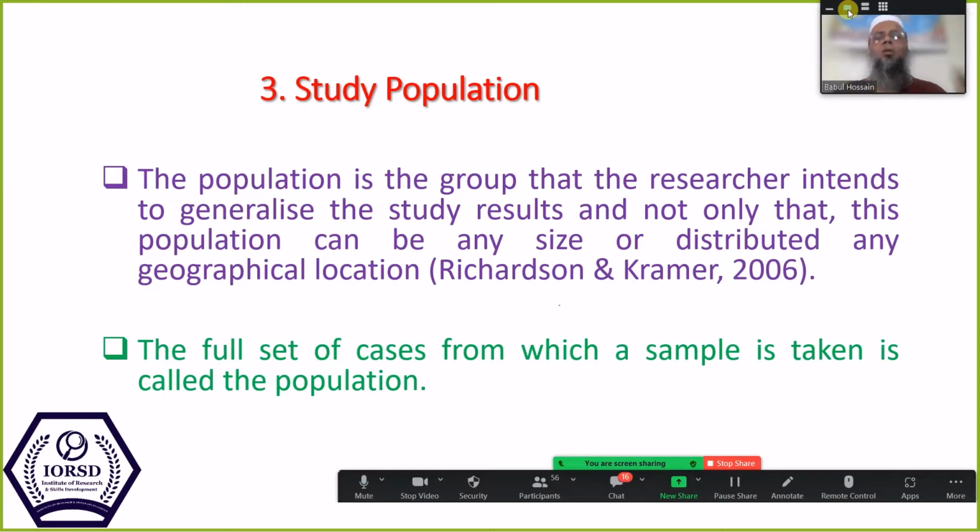So that is called the population. Your study population is 4 million. From there you will take the sample. A sample is the representative from the population that we choose for the study. The full set of cases from which a sample is taken is called the population.